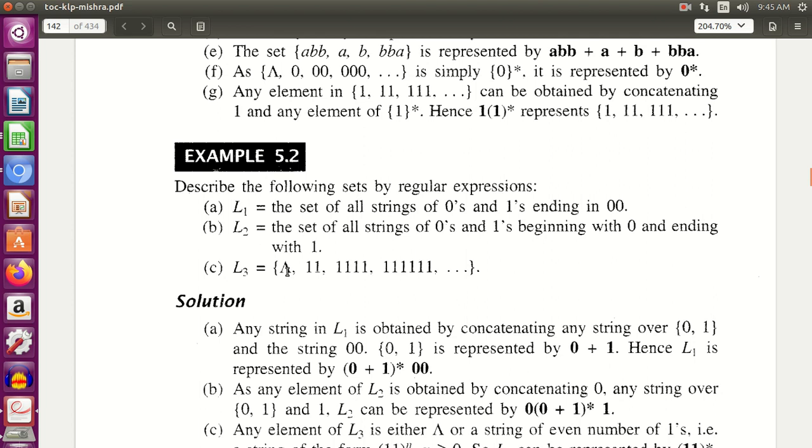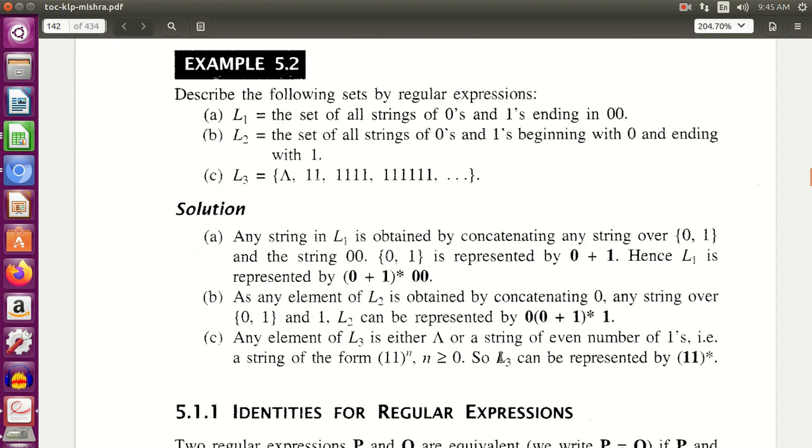Next we have L3, which is lambda, 1 1, 1 1 1 1. So this is nothing, if you look at this carefully, this is nothing but 1 1 star, because everything is occurring in a pair of ones. So we can just simply write it as 1 1 star if you look at this. Okay.